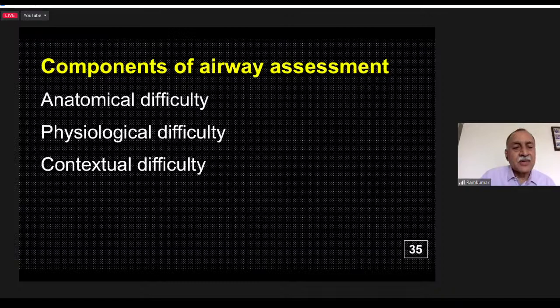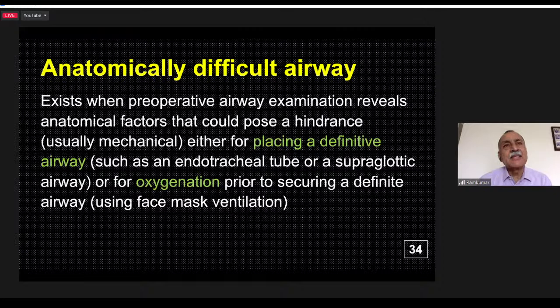Now, what is an anatomically difficult airway? It is common sense, but yet I will define it for you. An anatomically difficult airway exists when the preoperative airway examination reveals anatomical factors that could pose a hindrance, usually a mechanical hindrance, either for placing a definitive airway, such as an endotracheal tube or a supraglottic airway, or may pose a difficulty for oxygenation prior to securing a definitive airway, like, for instance, face mask ventilation. So it could be any of the aspects of airway management. And if there is an anatomical difficulty posed, we need to identify that.